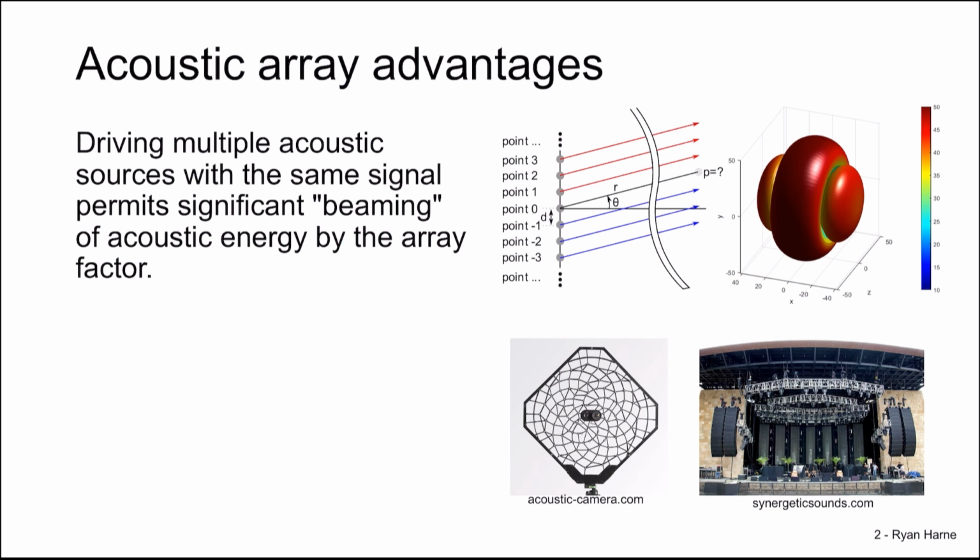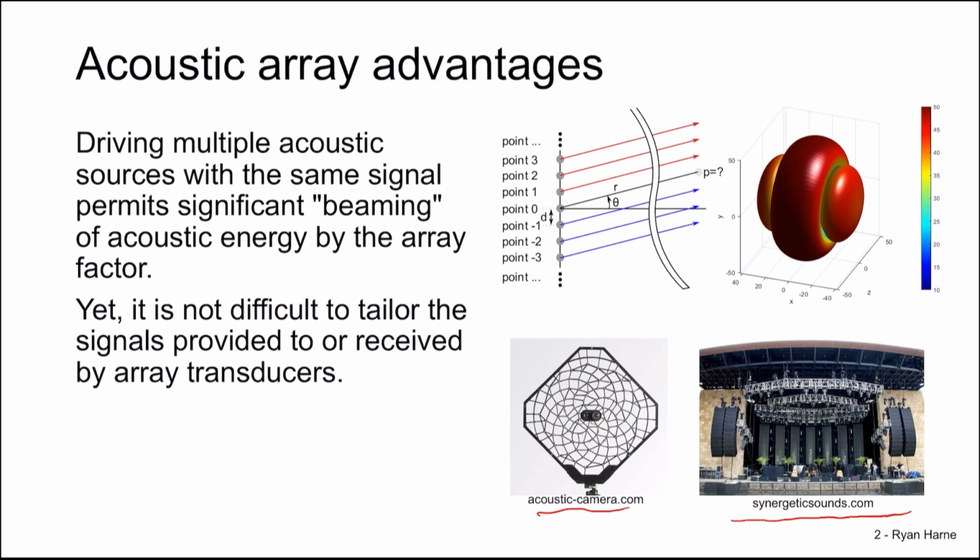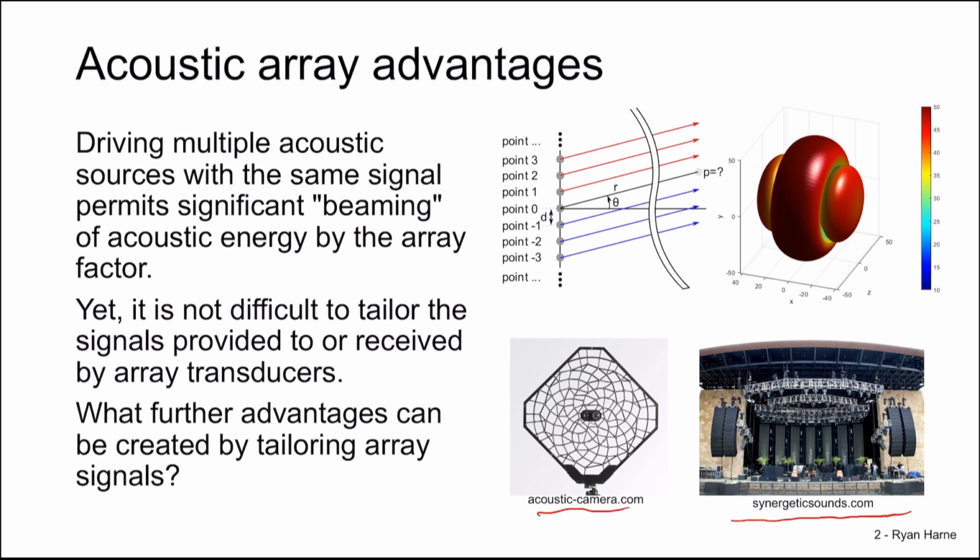In this video, we'll learn how to tailor the signals to array transducers to exploit new wave propagation functionality. So let's get started. So far, we've learned that acoustic arrays and the distribution of sources is a relatively simple means to beam acoustic energy using the array factor, whether that array is used for sensing, like a microphone array, or transduction and sound radiation, like for a loudspeaker array. It's really not difficult to tailor the signals provided to the array transducers either. So we could also digitally change the signals provided. So if we do this, what additional advantages can be created by tailoring the array signals?